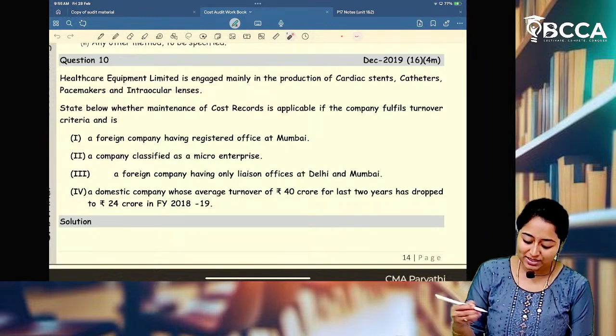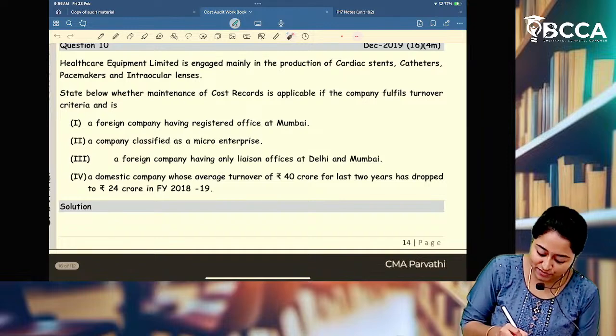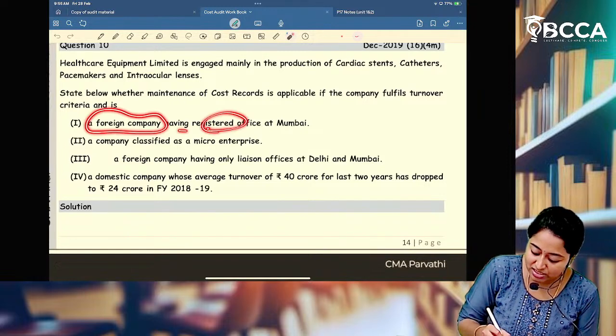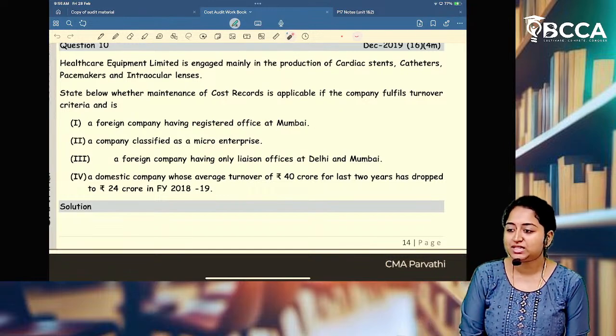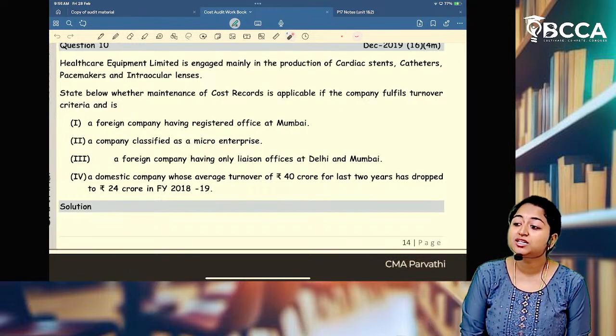Now, what are the sub-questions they have asked? A foreign company having a registered office at Mumbai, do they have to maintain cost records? Yes, because it is not a liaison office, it is a registered office.